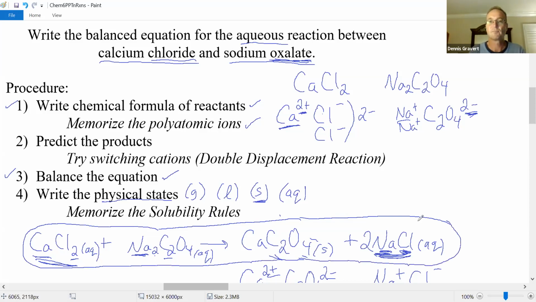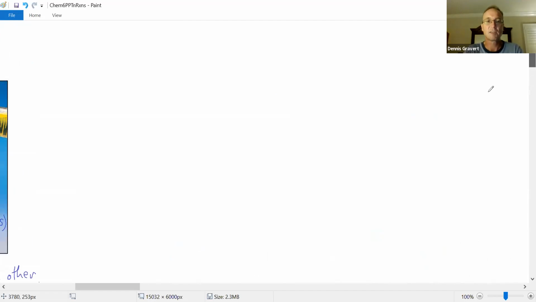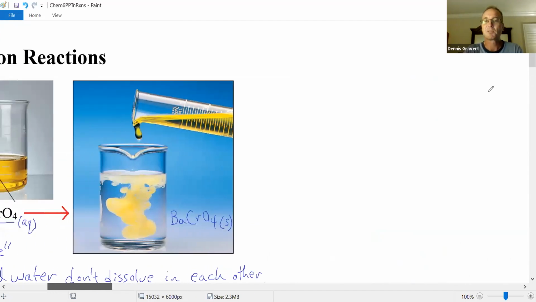Finally, we can point out a precipitation reaction based on the pattern. And the pattern is this. For a properly written precipitation reaction, you should have both reagents, the starting materials on the left, be aqueous, dissolved in water. And then at least one, and usually it's only one, of your products will be solid, insoluble. Right? It has to rain out of solution. There it is. It's got to be precipitating out of solution.